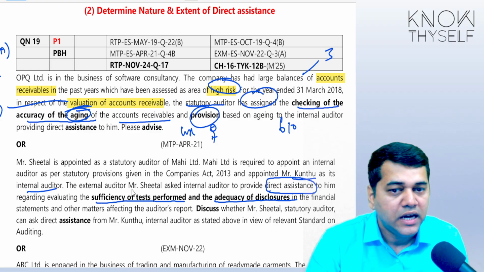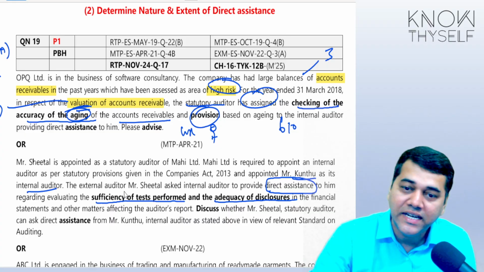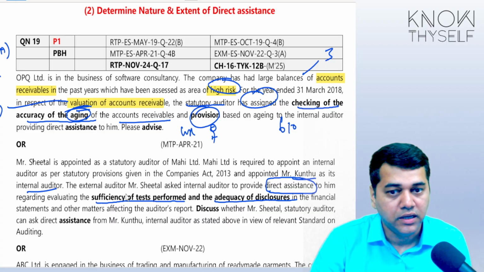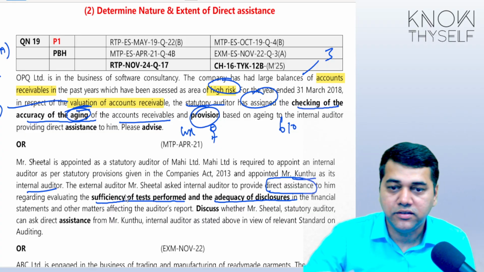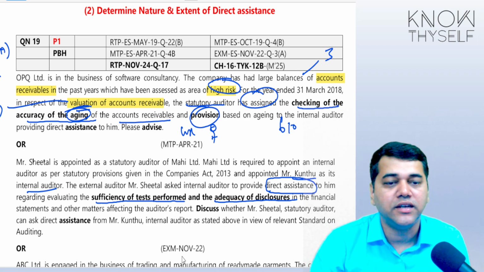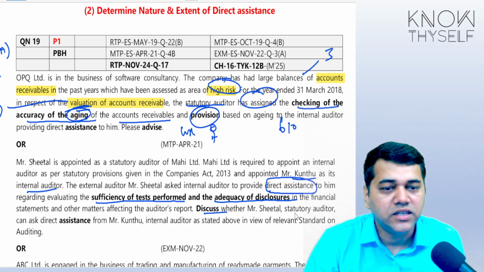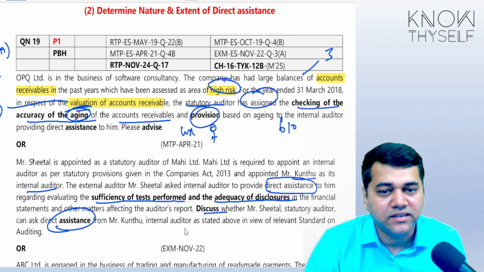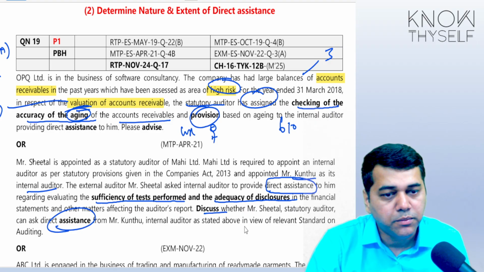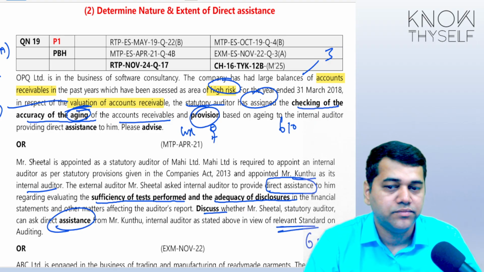See, this is also a test performed: whether I have planned and performed my test properly. Is it sufficient? This is the decision you should make. Why are you asking that internal auditor? Discuss whether Sheetal can ask for direct assistance in respect of the above as per the relevant standard.